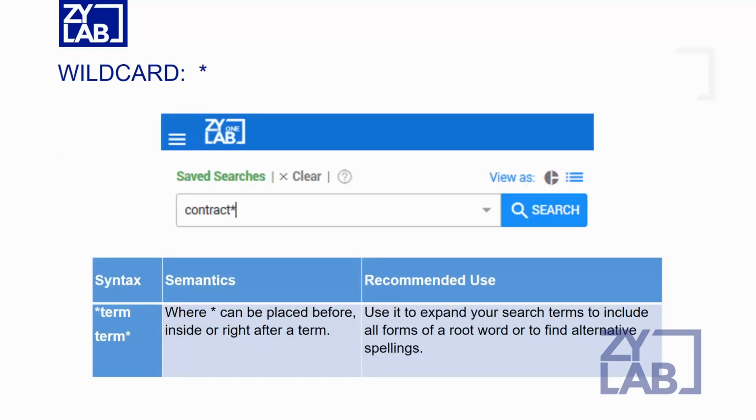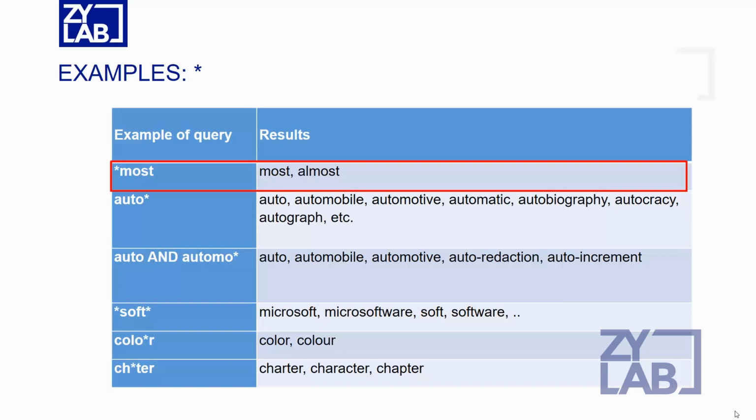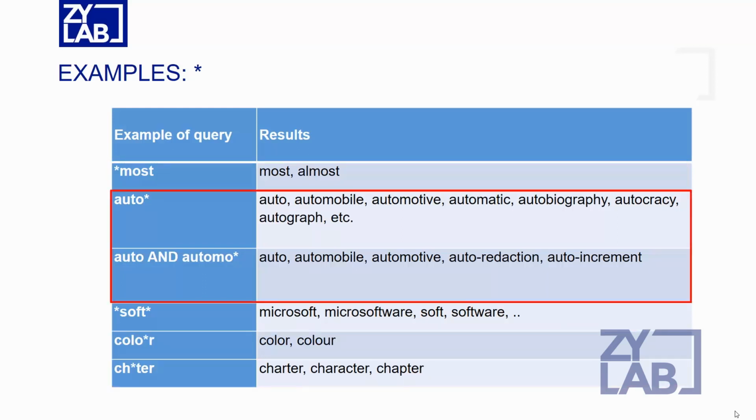The asterisk matches 0 or more characters. This wildcard is useful when you have a general idea of what you are searching for or to find word variations. As these examples indicate, the asterisk can be used at the beginning, inside of, or after a term.